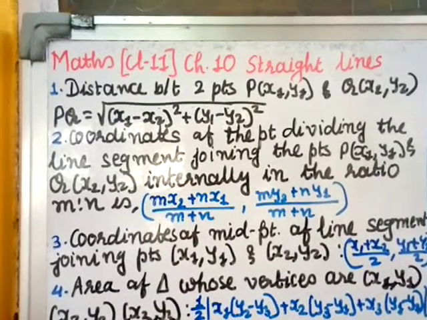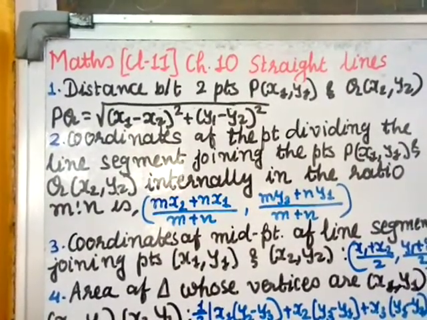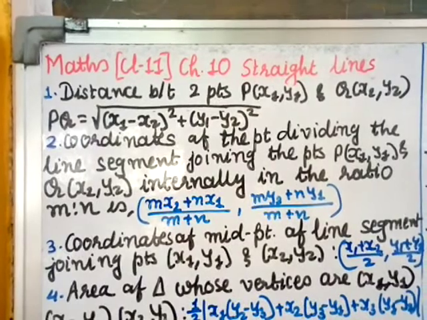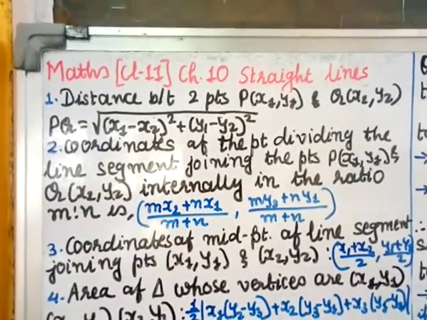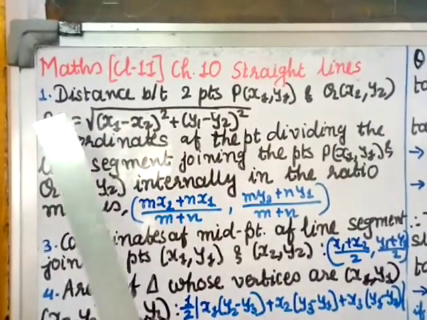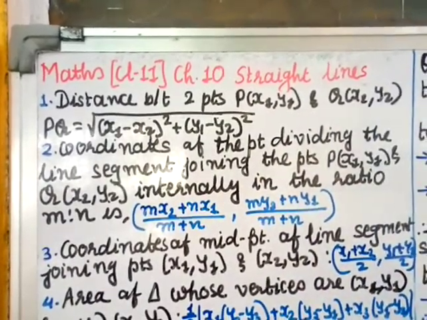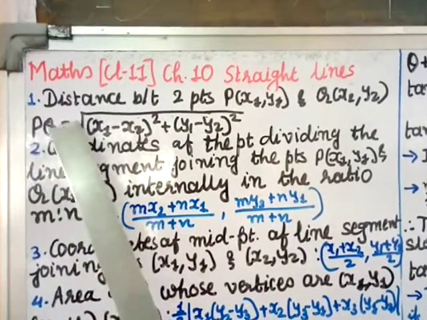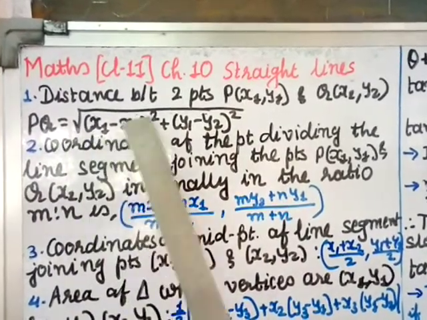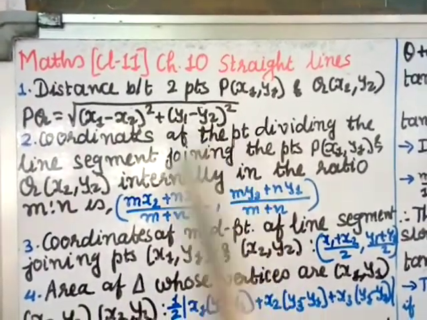We shall begin chapter 10 of mathematics class 11, straight lines. We shall start with some known results. Number 1. Distance between two points P(x1, y1) and Q(x2, y2) is given by the distance formula: PQ is equal to under the square root (x1 minus x2) whole square plus (y1 minus y2) whole square.